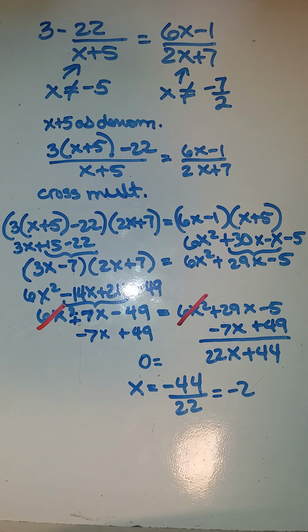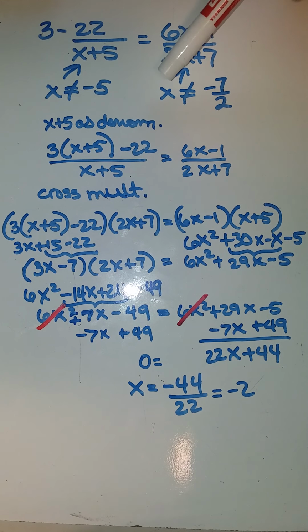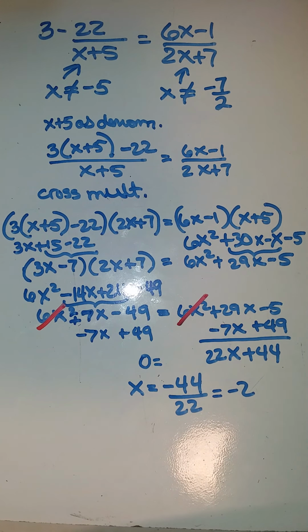So like I said, I like doing my excluded values first. And so my excluded value here is going to be -5. If I set this equal to 0, then x is equal to -5, and that would make it impossible because it then ends up undefined. Similarly, if we set 2x plus 7 equal to 0, that'll also make this equation undefined. And therefore, x cannot equal -7 divided by 2, so -7 halves.